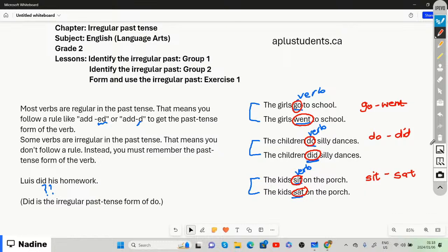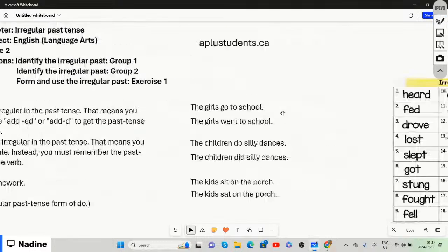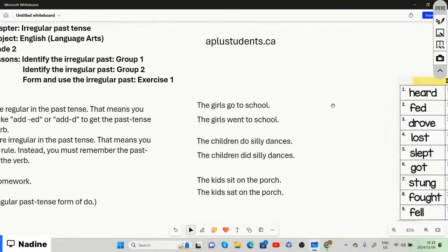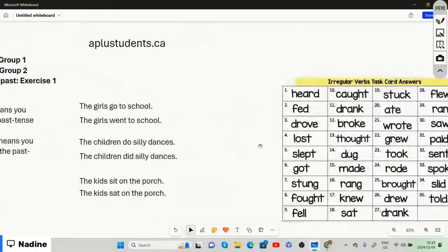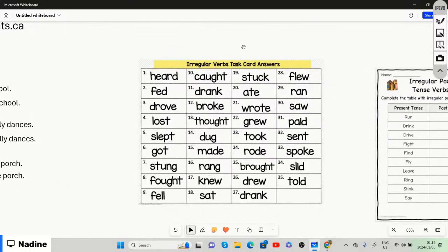Right? And we are doing our tutorial lesson on aplusstudents.ca. So that is where we're going to do our tutorial lesson as well as our tests. And before we go to aplusstudents.ca, let us just look at a few irregular verbs, right?